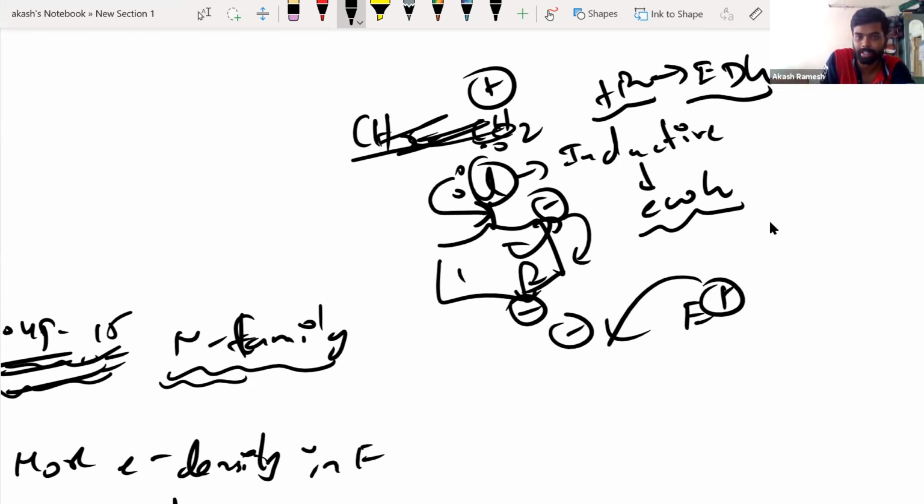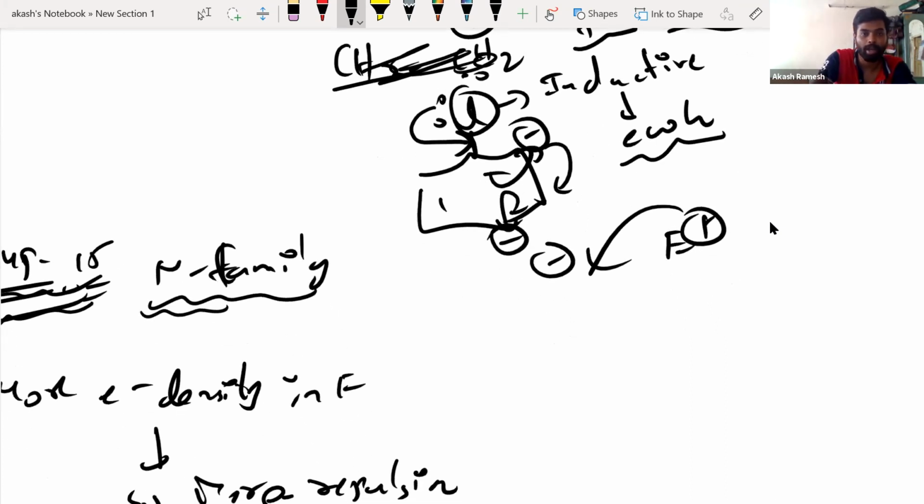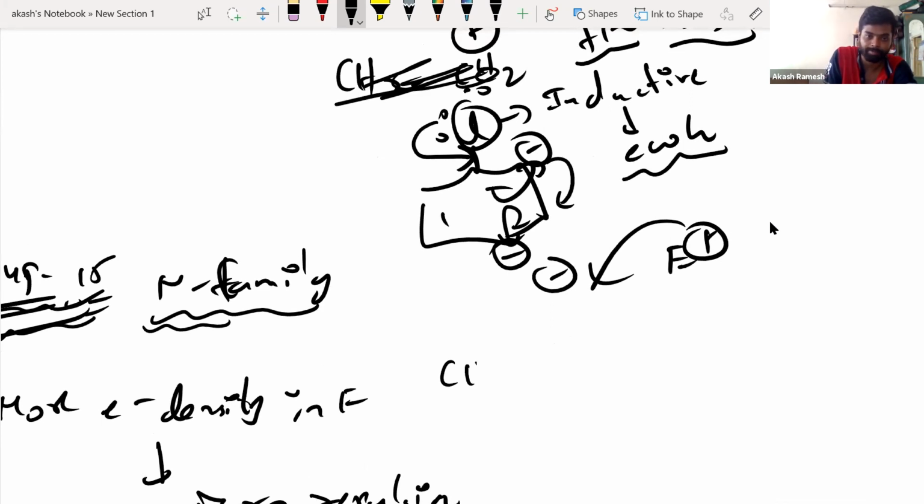Now we'll finish this. Since I need to have negative charges, obviously the resonance only will make a very good explanation. But if I go for inductive effect, that doesn't explain how the electrophile is able to attack this. Now, let me take this example.